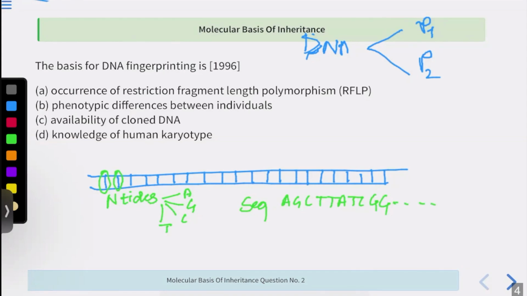Now, the whole DNA has some parts which start repeating themselves. So, between there are some parts which are actually repeats. For example, A, G, G, C, T is repeated 1,000 times. And this part is called RFLP, restriction fragment length polymorphism. So this RFLP is different for different individuals. It will be different in me, it will be different in you, it will be different in your parents, it will be different between my parents. So this is the basis of DNA fingerprinting.